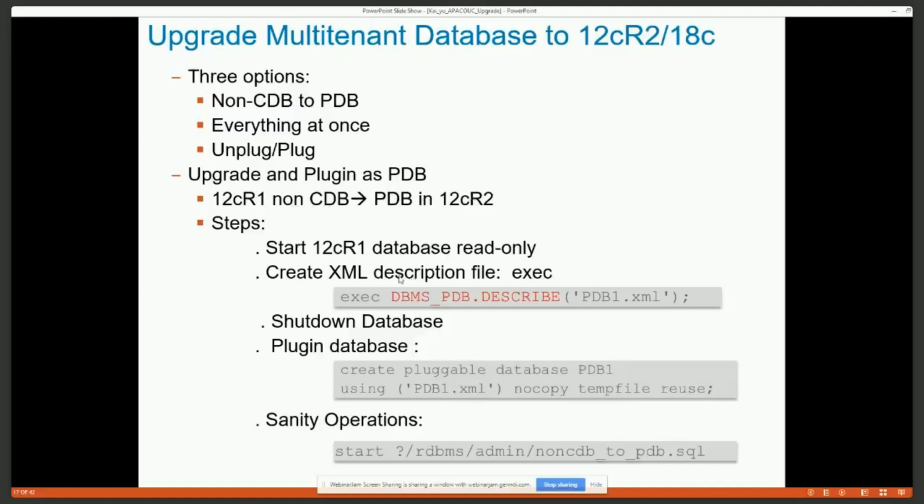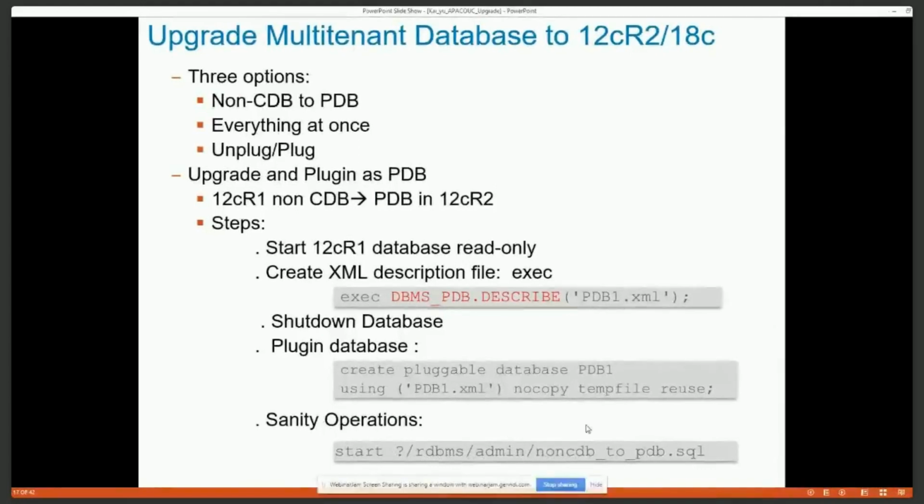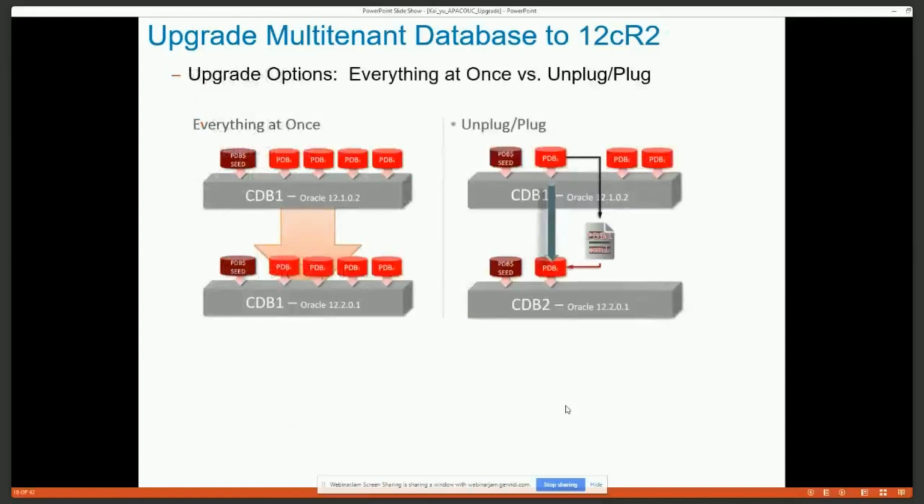Here's the step. Assume your database currently doesn't have PDB. The first thing you want to do is generate this PDB XML file, then shut down the database. Then you upgrade and also plug your non-CDB database in as a PDB. This basically converts your non-CDB to a PDB. That is the first option.